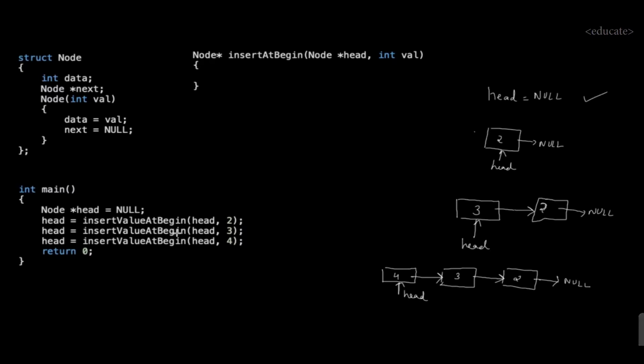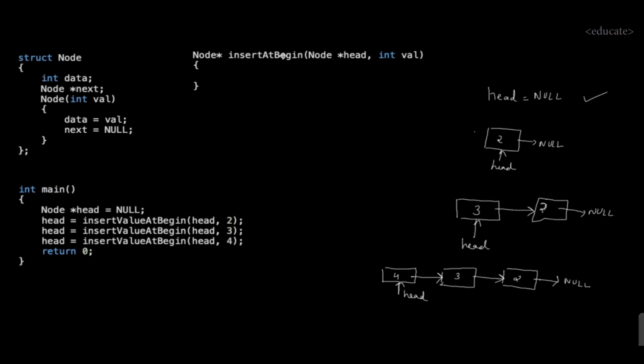After that we call insert value at begin function for head and 3, which will again insert the value 3 at the beginning of the linked list and return the head of the new linked list. Now at the fourth line, we will call insert value at begin function with head and 4. It will again insert element 4 at the beginning of the linked list and return the new head.